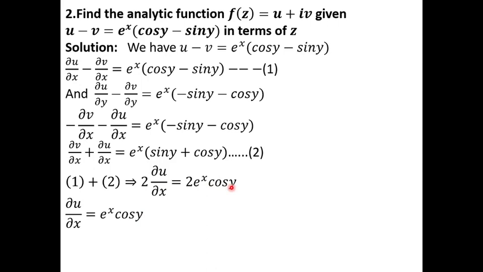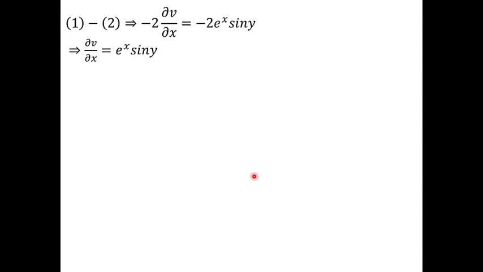Similarly, find dou v by dou x. How to find dou v by dou x? By subtracting. Subtract 1 and 2: minus 2 dou v by dou x is equal to minus 2 into e power x sin y. Here minus 2 gets cancelled, the remaining is dou v by dou x is equal to e power x into sin y. Now we have obtained the dou v by dou x value and also the dou u by dou x value.